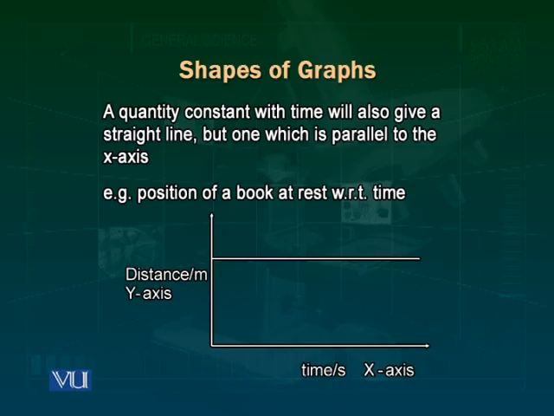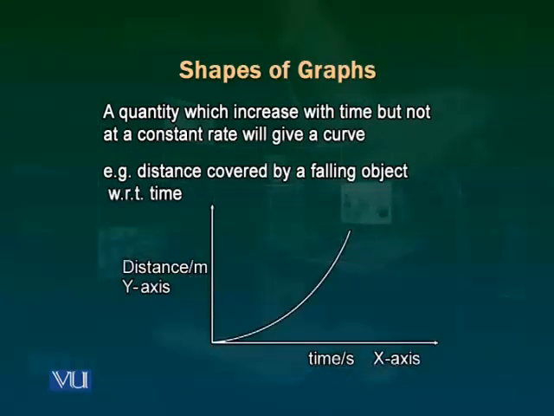An example, of course, is a mouse resting on a table, a book resting on a table, a car at rest in a car porch, etc. The other relationship which we can get is a curve. We will get a curve when the relationship is not directly proportional. For example, an object falling under the force of gravity will increase its speed as it falls, and therefore distance covered in different periods of time will be different, and we might get a curve which is increasing.